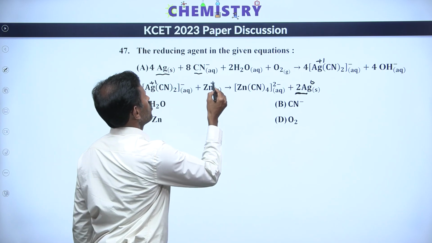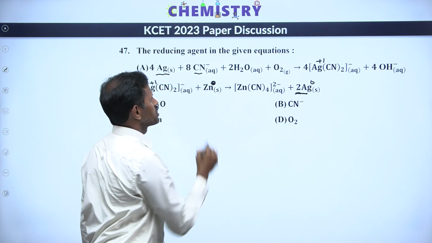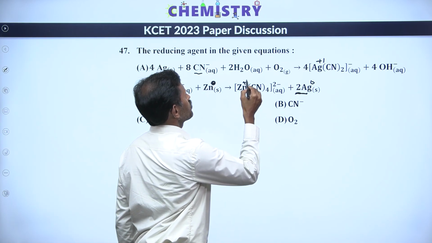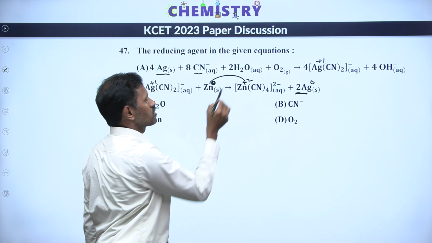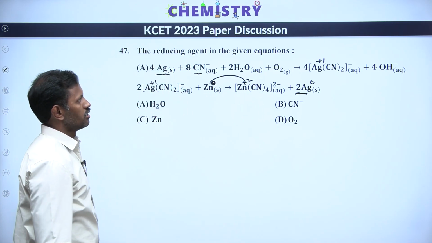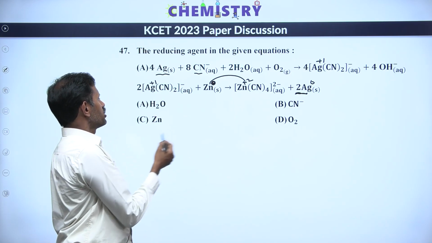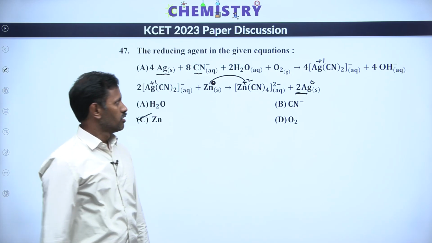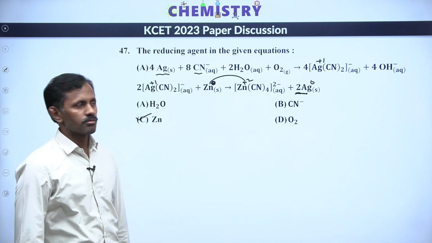Next, zinc will undergo oxidation. Here the zinc oxidation state is 0, then the zinc oxidation state will be plus 2. So, zinc undergoes oxidation, hence it is a reducing agent. So, in this question zinc will be the reducing agent. Therefore, for the given question the answer will be C.